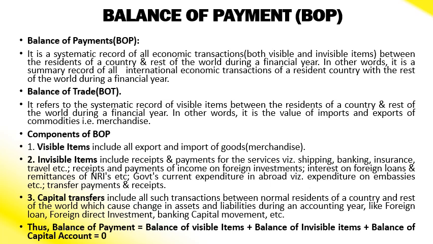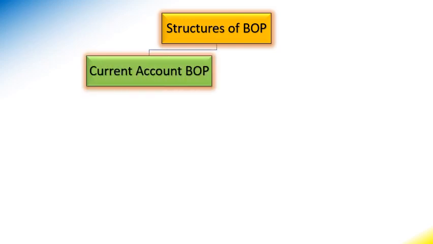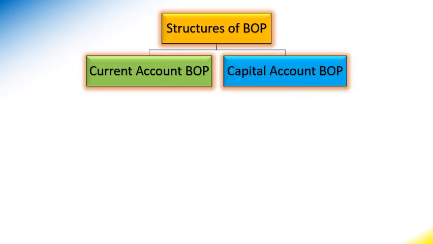Now thus balance of payment is equal to balance of visible items plus balance of invisible items plus balance of capital account. If this part is equal to 0, then we will call it the balance of payment. Now the structure of BOP: we have the current account and the capital account. As we discussed, the first part is the current account BOP and the second part is the capital account BOP.